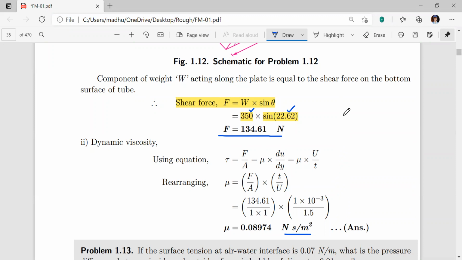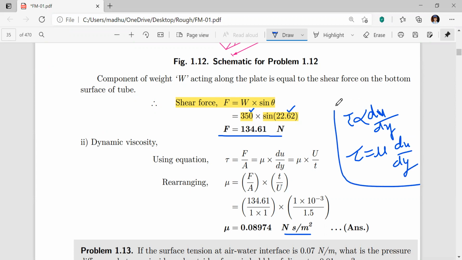Newton's law of viscosity, we have now studied. Tau is proportional to du by dy. We have read this, we have not discovered it, we have read it. So now tau is equal to mu into du by dy, where mu is a proportionality constant. So this is Newton's law of viscosity we have studied. We will use the equation: tau is equal to mu into du by dy.